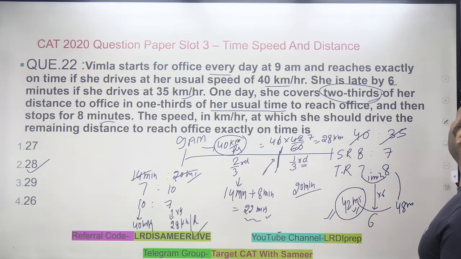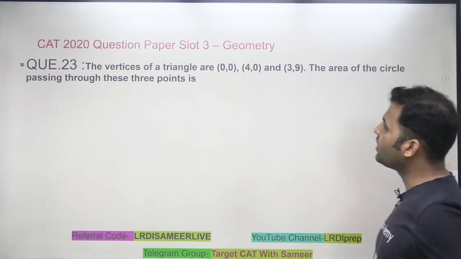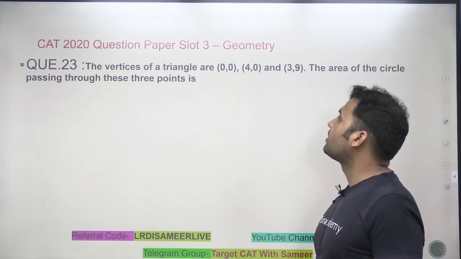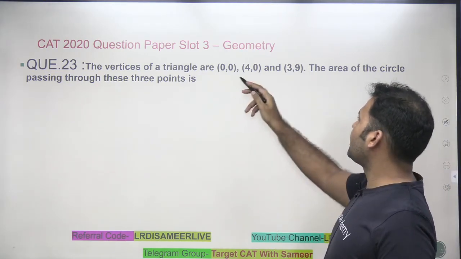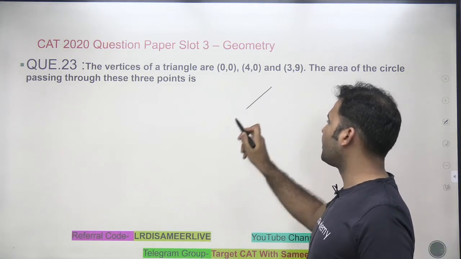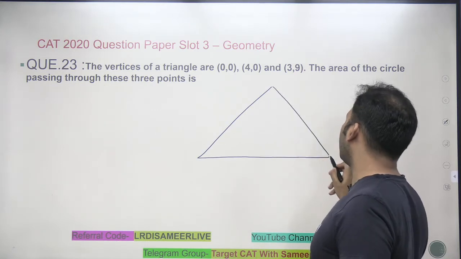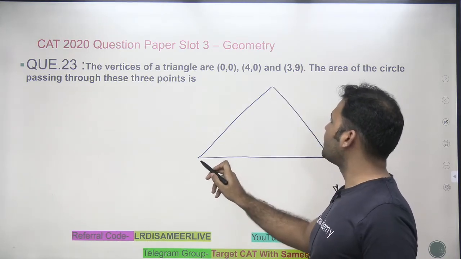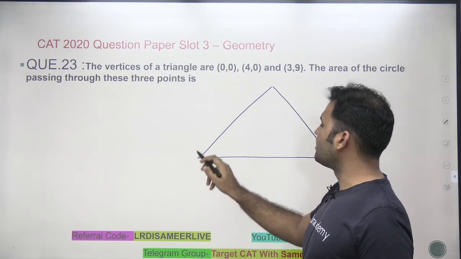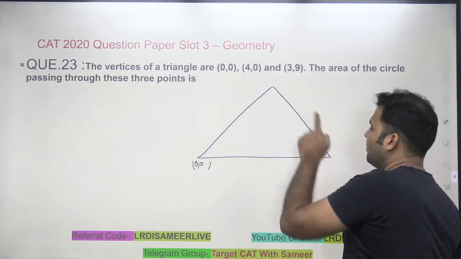Now let's have a look at the next question, question number 23 of paper slot 3, geometry. The vertices of a triangle are these. The area of the circle passing through these 3 points is what? See that, guys. Let's draw the vertices first, right? One of the vertices is x equal to 0, y equal to 0, that is the origin. Next is x equal to 4, y equal to 0.